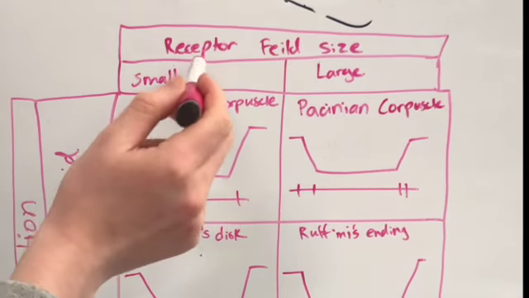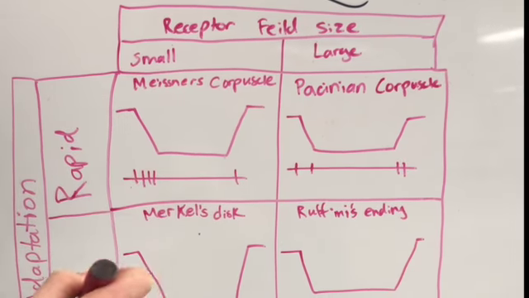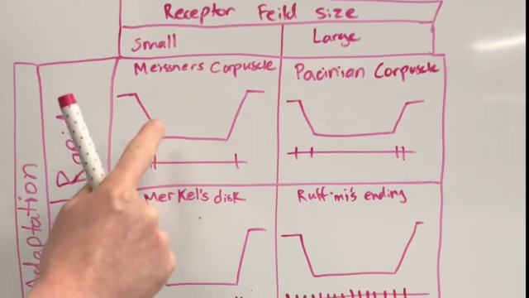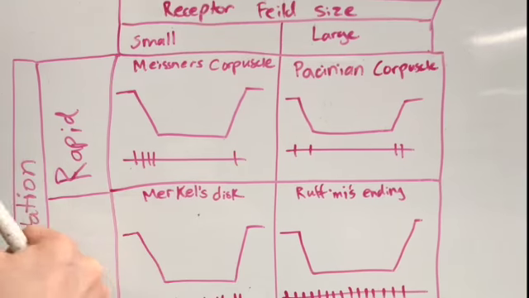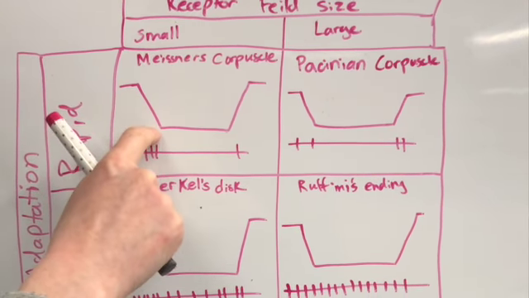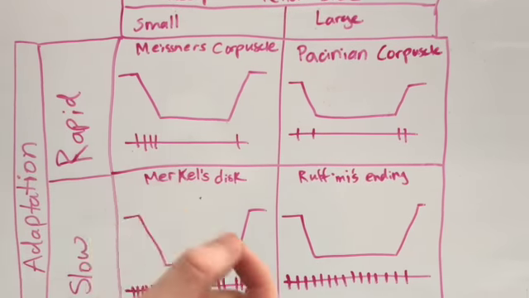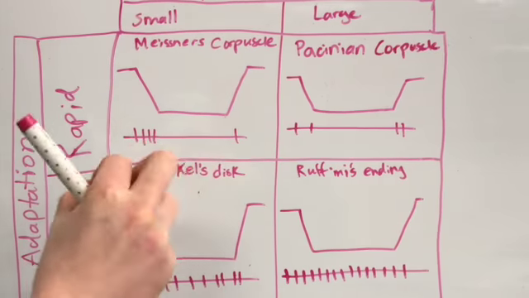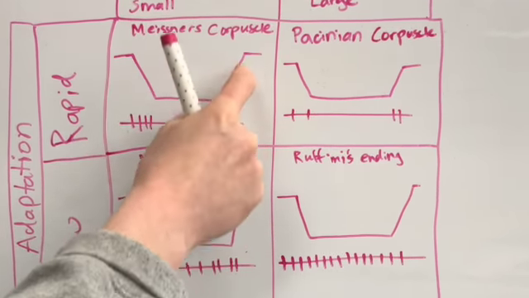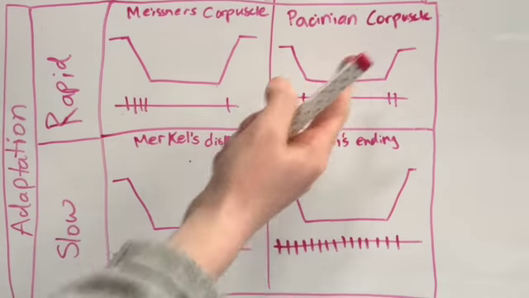There are 4 different mechanoreceptor responses: rapid with a small field, rapid with a large field, slow with a small field, and slow with a large field. For the rapid response, there's an action potential as the pressure increases, like somebody touching somebody, and then as the touch continues there's no action potential, and once you release, there's an action potential again. Same thing for the Pacinian corpuscle.